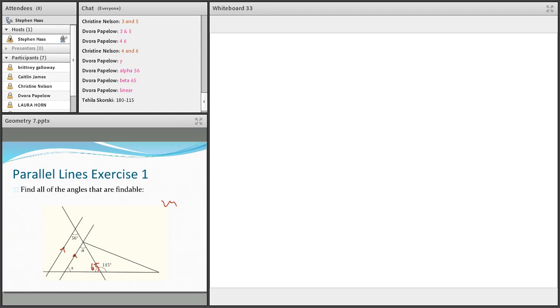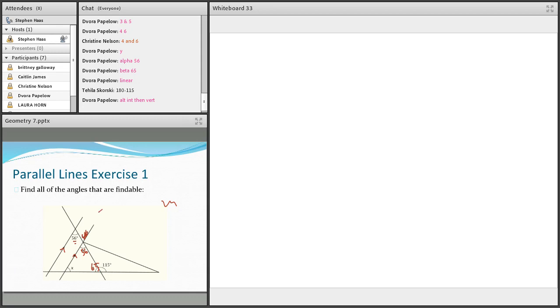Okay, good. Now, Devorah says that alpha is 56. Why is alpha 56? What's the logic that alpha is 56? Okay, alternate interior and then vertical? In other words, what you're saying is that this one is 56. Sorry, it's a little small for me to write it out. Yeah, so either way, this angle is an alternate interior with this 56, because these two lines are parallel.